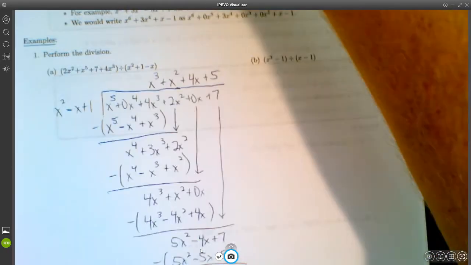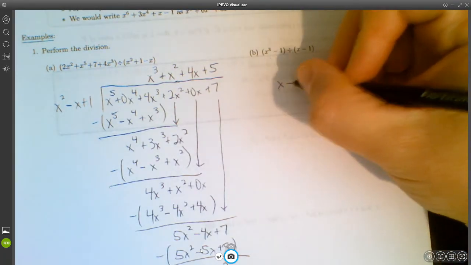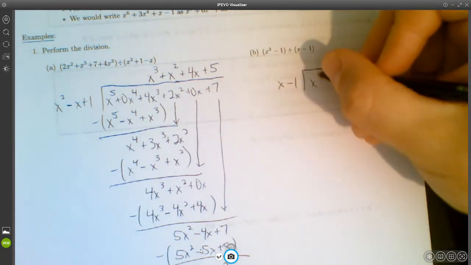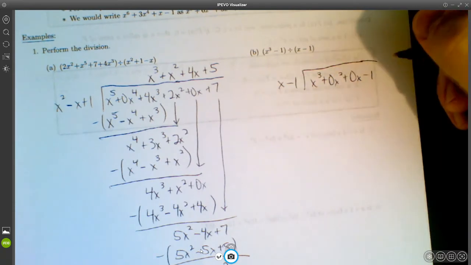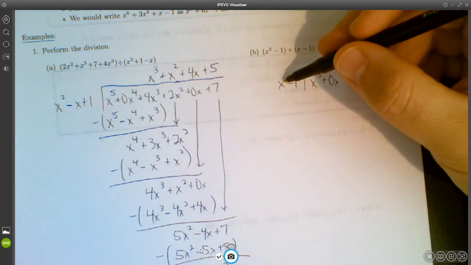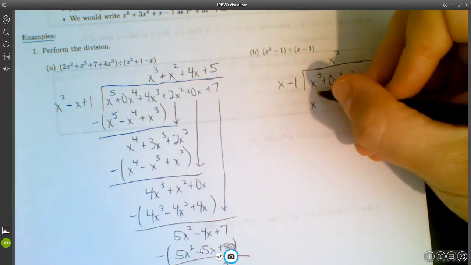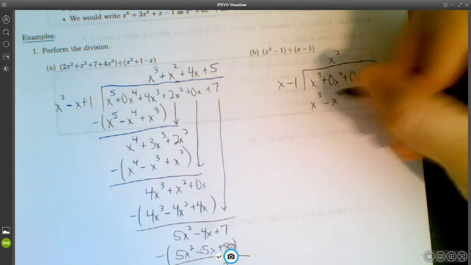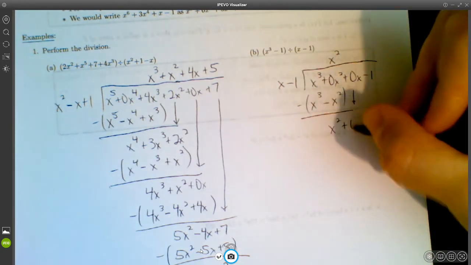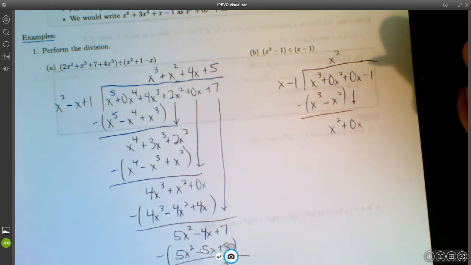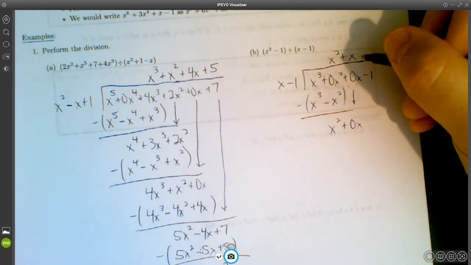Let's do part B. So we've got x cubed minus 1 divided by x minus 1. So again, we're going to do x minus 1 on the outside, x cubed plus 0x squared plus 0x minus 1 on the inside. And then we ask, what times x is x cubed? And the answer is x squared. Then we subtract. Right? And now we ask, what times x is x squared? And the answer is x.